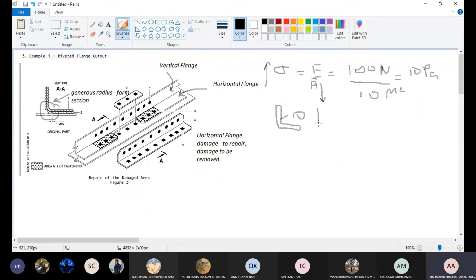And now when we have lost the horizontal flange, the only remaining area is the vertical flange. So say this is 5. Okay. Now when we have 500 Newton over 5 meters square, what do you get? You get 20 Pascal.